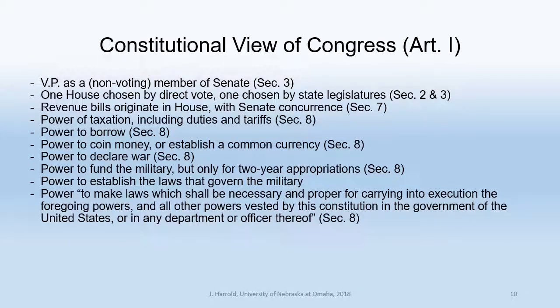So what's that conflict with? Well, really what it conflicts with is this constitutional view of Congress and of the president. We've talked about this, this is the constitutional view of Congress. If all you read is the Constitution, this is what you know about Congress. The vice president is a non-voting member of the Senate. The vice president is simultaneously a member of the Senate and the executive.